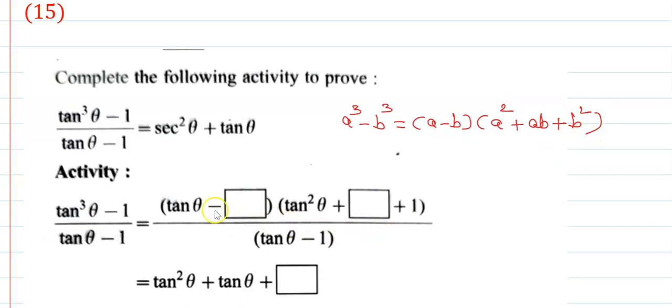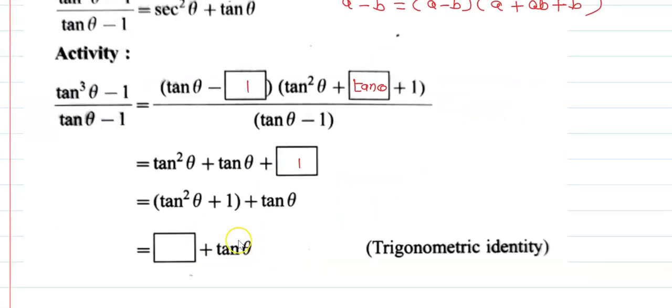Okay, and therefore here tan theta first, minus 1, next is tan square theta, and a into b, the product of both, tan theta into 1, therefore you will get tan theta plus 1. Okay, (tan theta minus 1) and in the denominator tan theta minus 1, these two get cancelled and hence you will get tan square theta plus tan theta plus 1. Okay, and next we do grouping: here we write tan square theta plus 1 and tan theta.